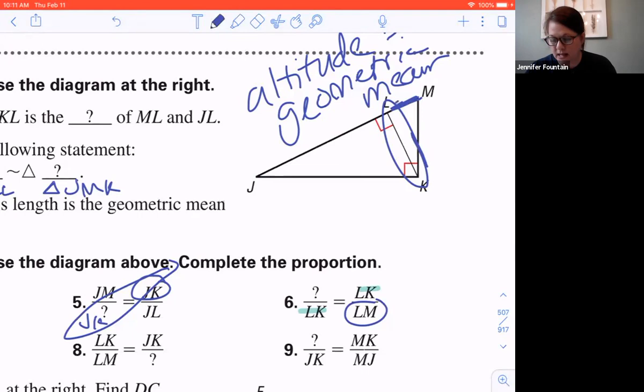What is the other part of that segment? It's going to be JL right here. Remember, segment, altitude over altitude and segment. Okay, so that's going to be JL.